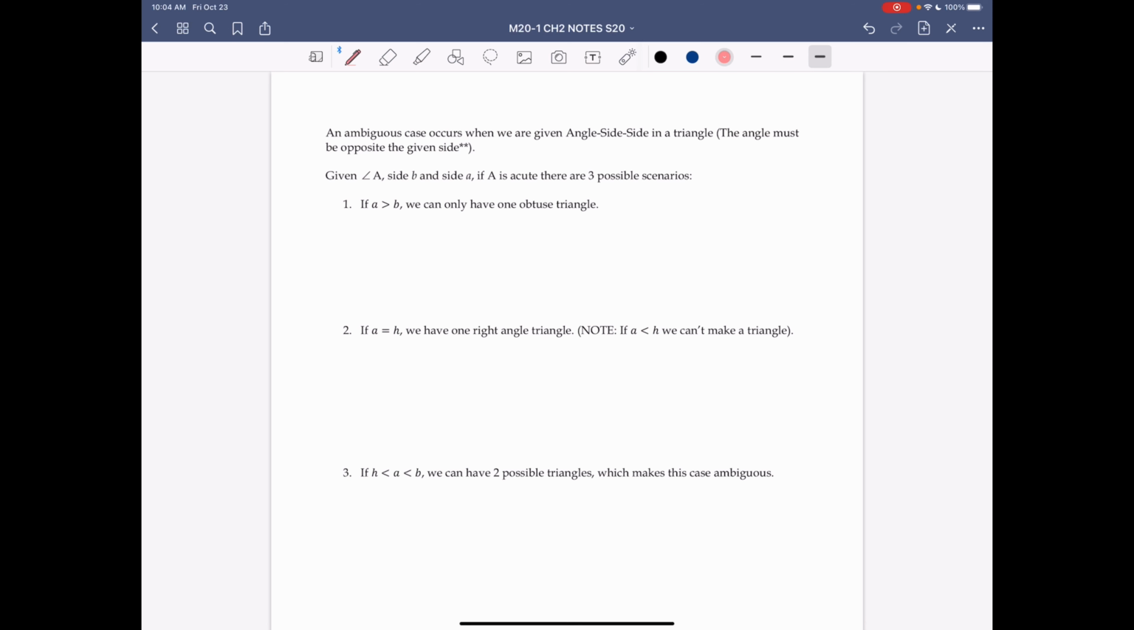An ambiguous case occurs when we are given angle side side in a triangle. The angle must be opposite the given side. Given angle A, side B, and side A, if angle A is acute, we have three possible scenarios. The first scenario is that side A is greater than side B, and here we can have only one obtuse triangle. We saw this when A equaled 12 centimeters on the previous page.